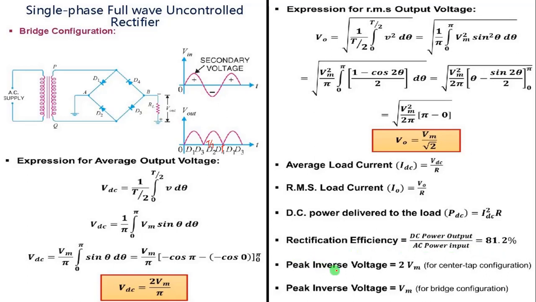Coming to the peak inverse voltage, that is the maximum voltage a diode can withstand when it is in reverse bias condition. In case of center tap configuration it is 2 Vm, but in case of bridge configuration, that is what we have seen here, it will be Vm only.